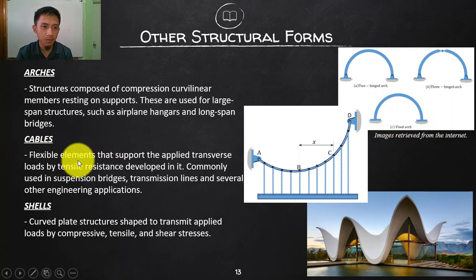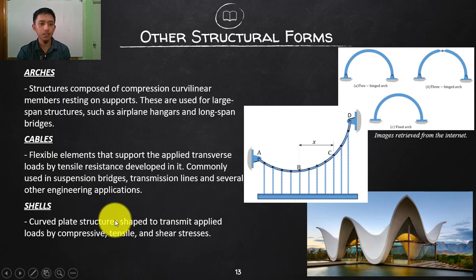So we have here cables, flexible elements that support the applied transverse loads by a tensile resistance developed in it, commonly used in suspension bridge, transmission lines, and several other engineering applications. So this is an example of a cable. Cable is a pure tension element. Since that is flexible, it cannot resist compression load, because if you are going to apply compression load on a flexible element, that will bend or crumble. So that is the use of cables to resist tension. These are commonly used on suspension bridges, just like this, or in transmission lines.